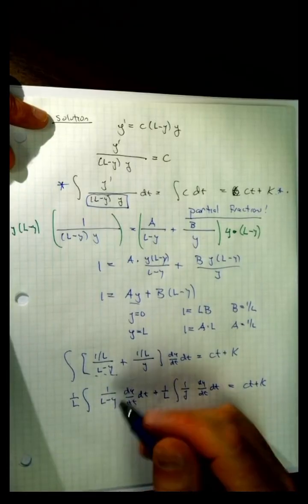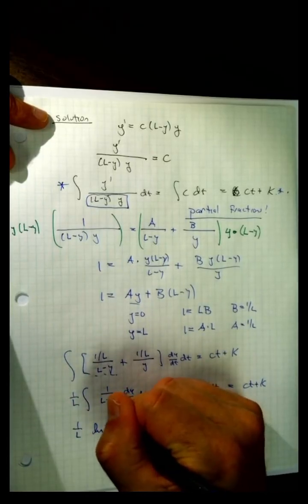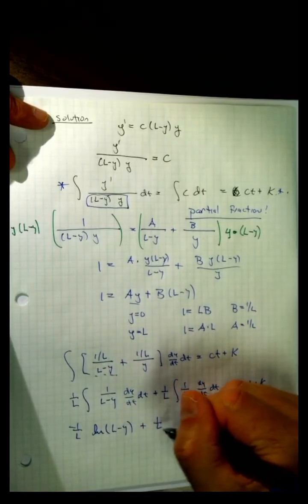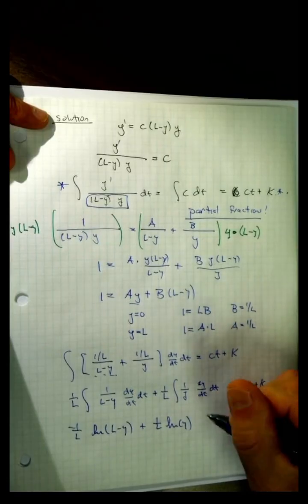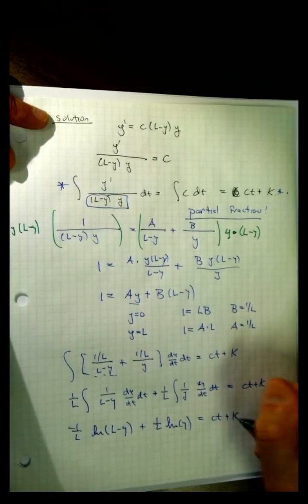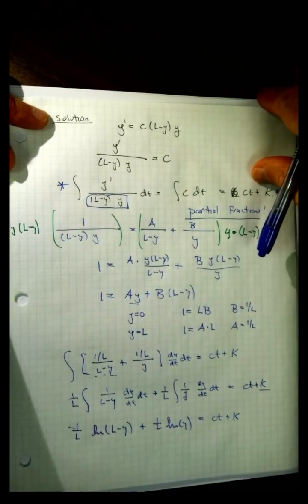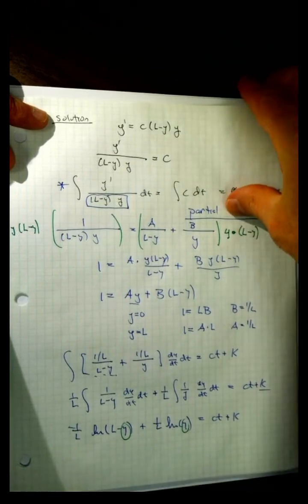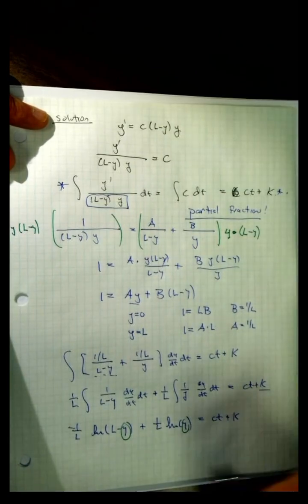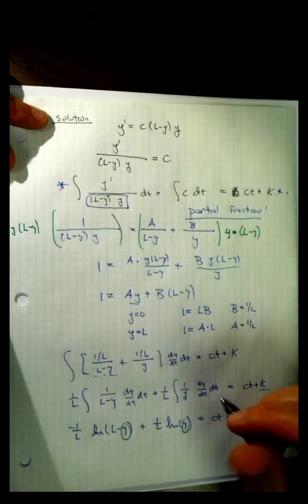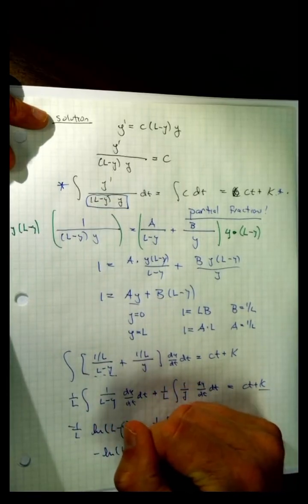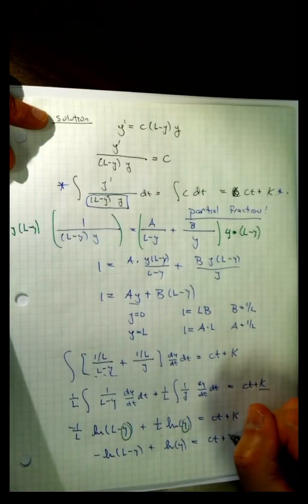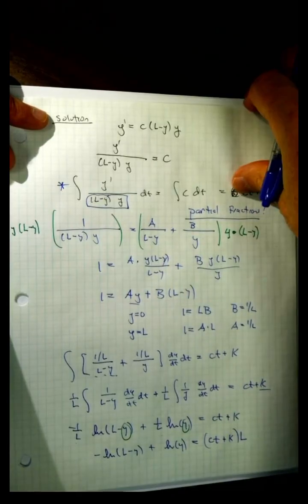Okay, and now the antiderivative of this is going to be negative the log of L minus y. Antiderivative of this is plus 1 over L log of y. And again, I've got this integration constant. What is it I'm after? I want to solve this for y, so it's going to be a mess. I've got L's everywhere, so let's multiply everything by L. So I have minus log of L minus y plus log of y equals ct plus k times L.